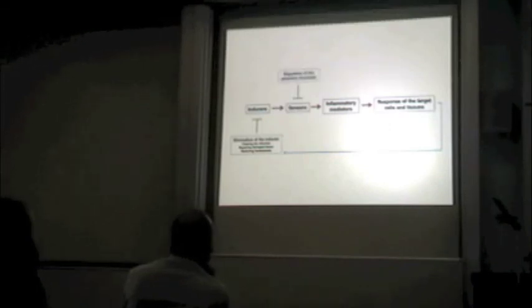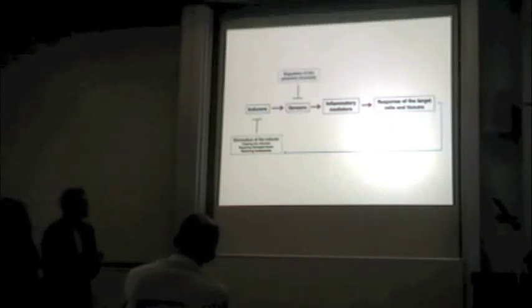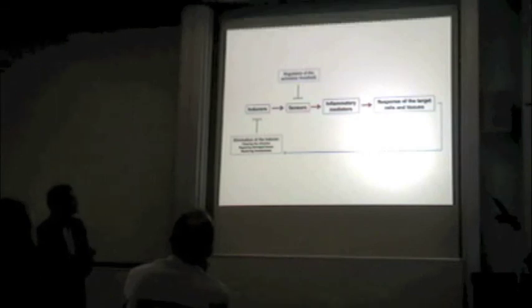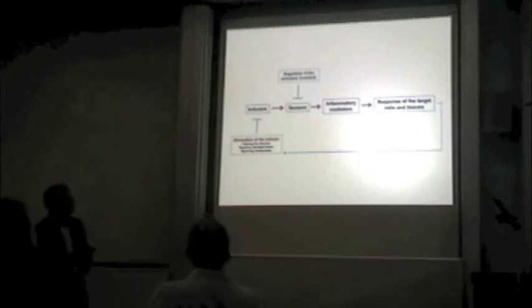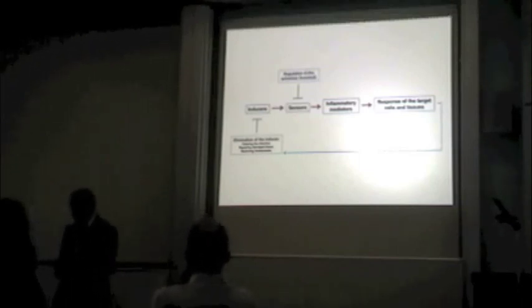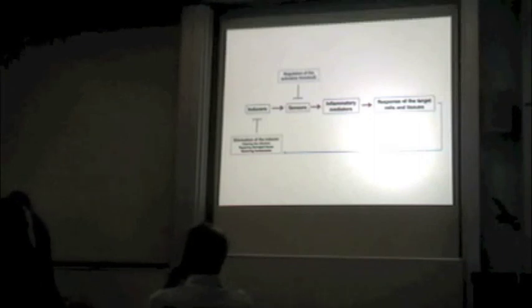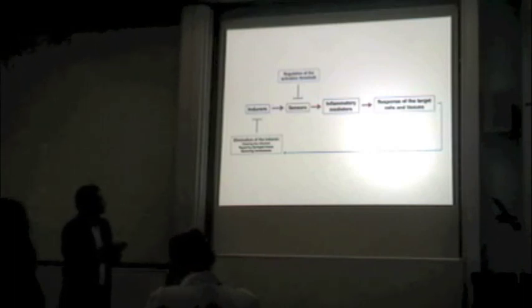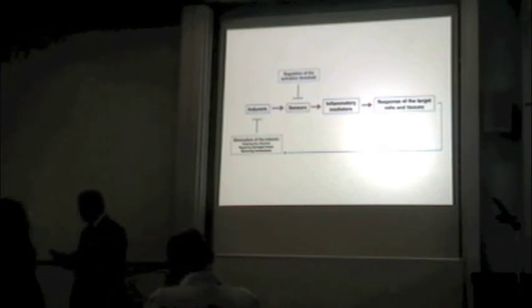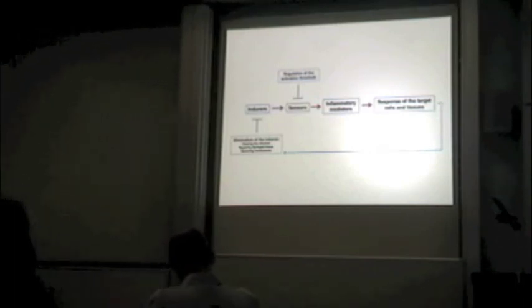And for that reason, inflammatory response is controlled at all other steps. So at the level of sensors, there's a regulation of the activation threshold of the response. And this is probably one of the most studied mechanisms of regulation of inflammation or immunity. This generally works through inducible expression of negative regulators of specific signaling pathways that are activated by inducers of inflammation.